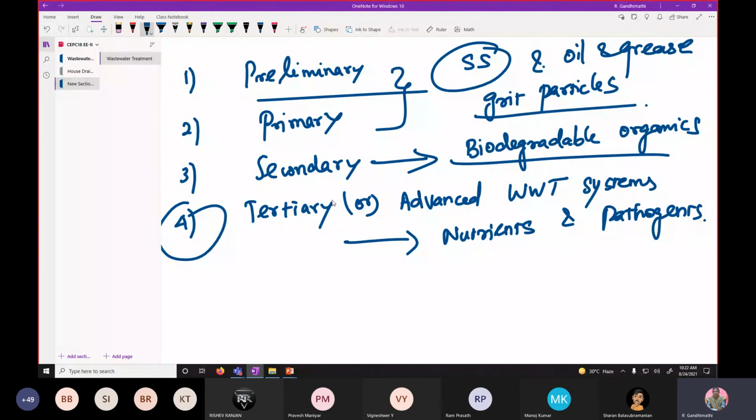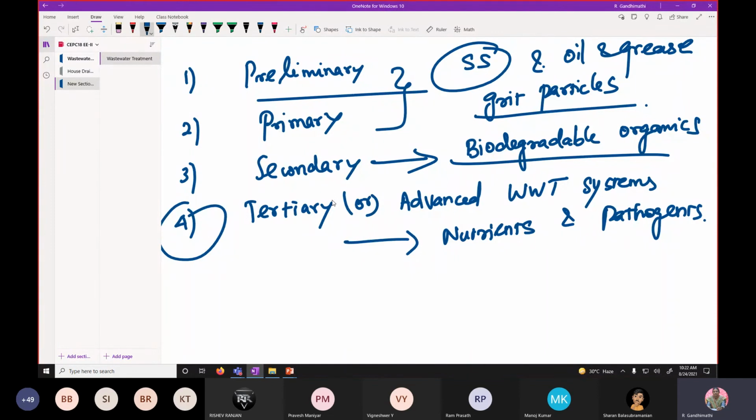They are not spending so much money on tertiary or advanced wastewater treatment systems. They usually have a preliminary unit, a primary unit, and a secondary unit. After that, the treated effluent is discharged into nearby water bodies, either a river or small streams. There are effluent discharge standards, and we have to stick to them.